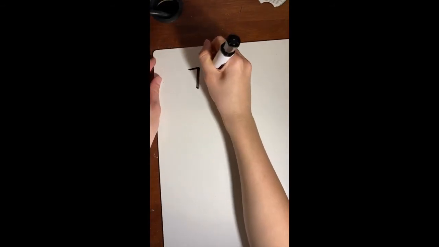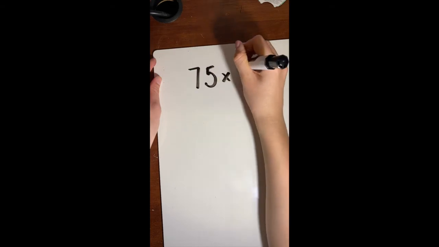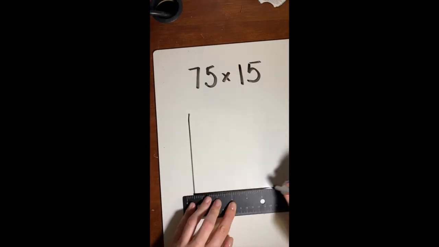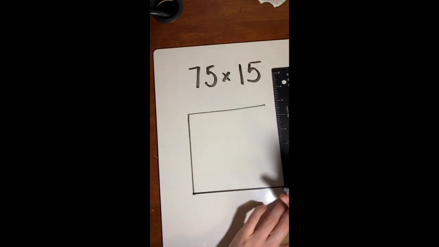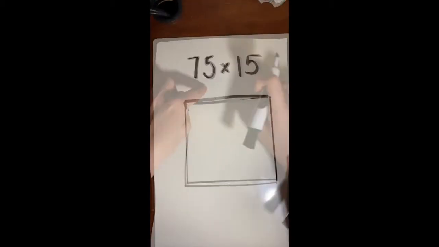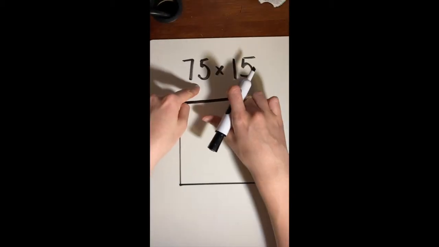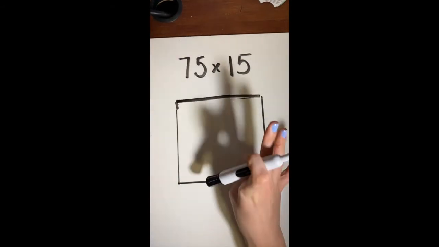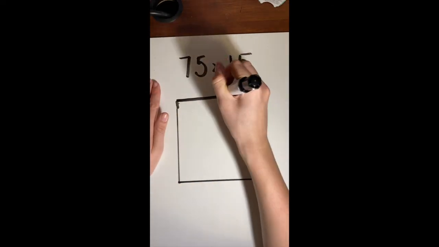Now we're going to do another 2-digit by 2-digit, but this one is going to have some carrying over. So let's start. We have 75 times 15. Remember, first step, draw our box. Now we have 2-digit by 2-digit, so we need to split our box in half going down and half going across to create 4 equal pieces.